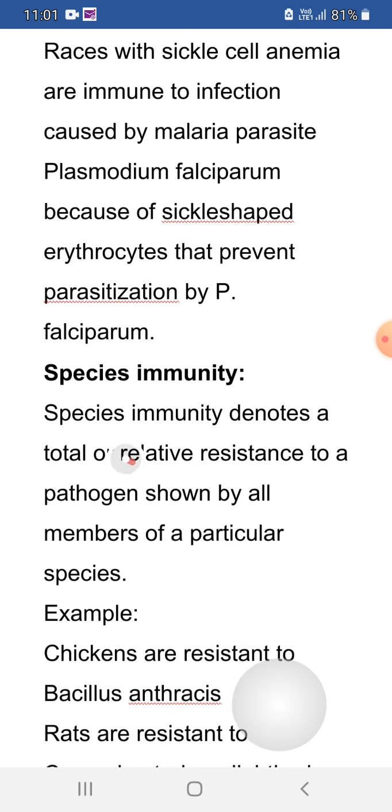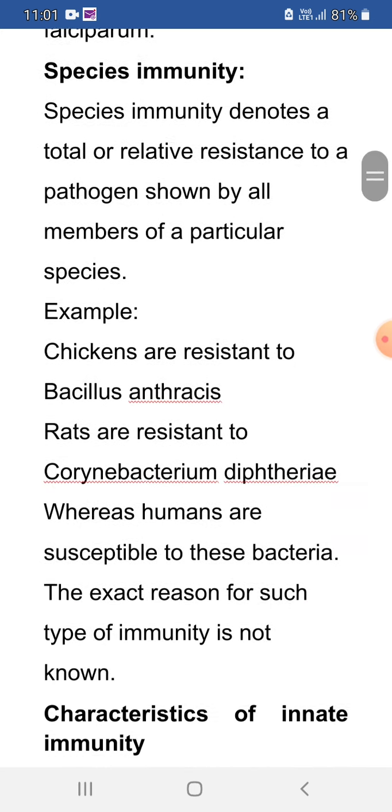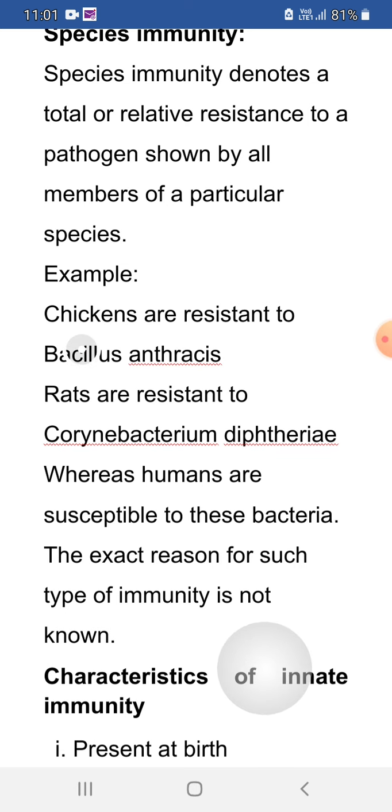Then we move on to species immunity. This is an immunity within a given species. So a species is resistant to a given microorganism or substance and not the other species. For example, chicken is resistant to Bacillus anthracis, which will affect a cow. Rats are resistant to Corynebacterium diphtheriae. This will affect human beings. So that's what we mean by species immunity.